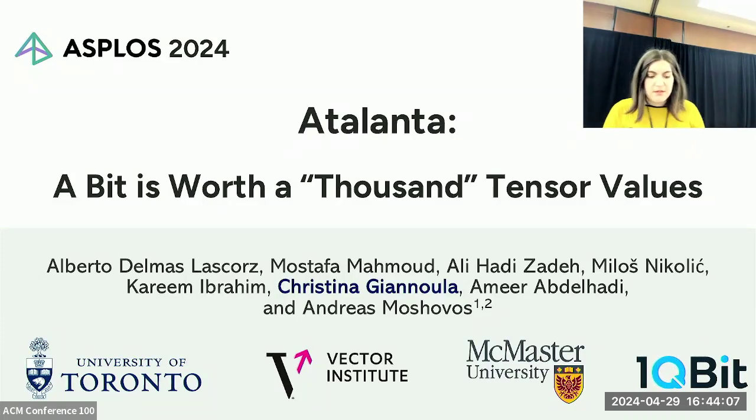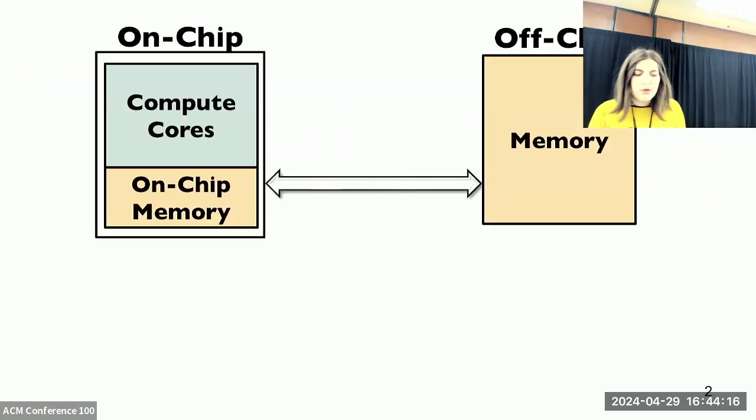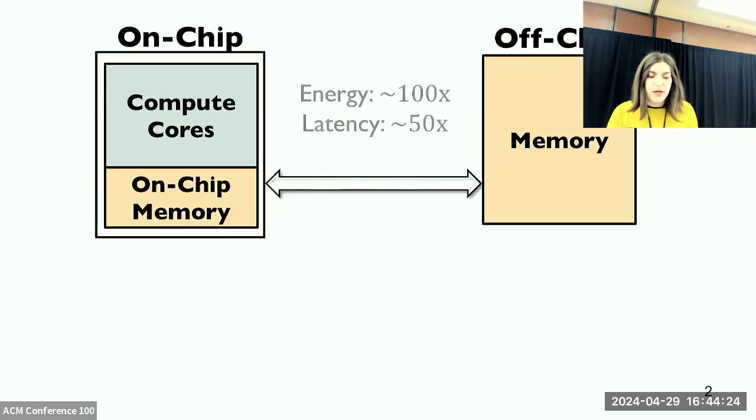So this project is a collaborative effort, and I'm here to represent our group, and especially Alberto, who is the lead author of this project. Our work targets the significant energy and latency costs associated with communication in typical systems. Going off chip in such systems can consume up to 100 times more energy and can be 50 times slower compared to on-chip memory usage.